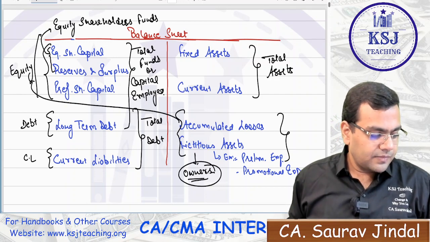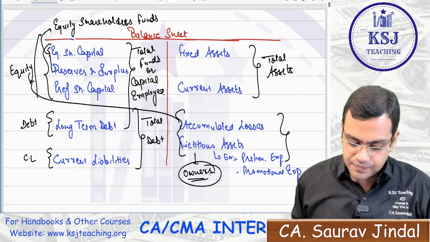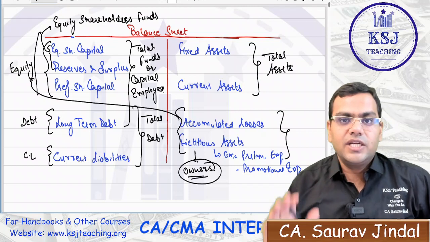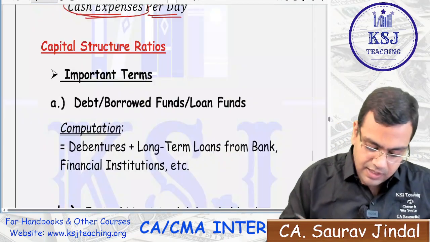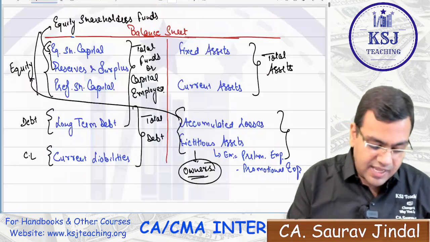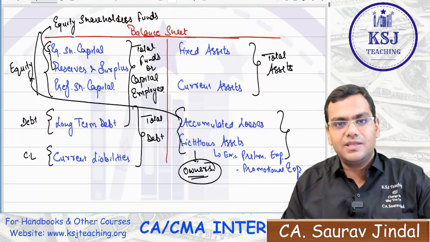Clear? Who will bear this? The owners will bear this, sir. Very simple. Now, for capital structure ratios, all the calculations will be done from here only. These are the important terms that I have explained in this whole diagram. You have to remember this picture of the balance sheet.